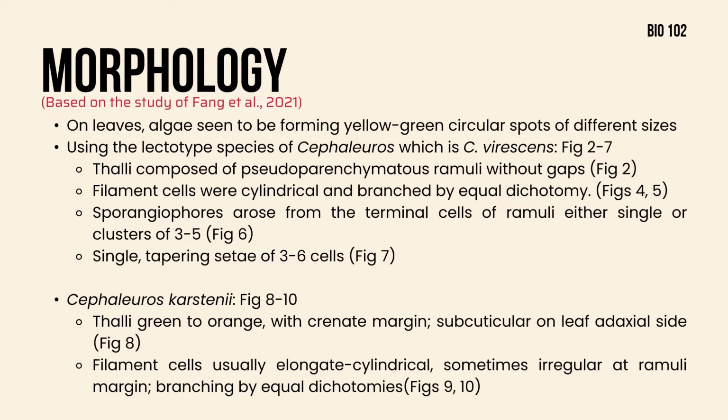For the next set of figures, Cephaleuros karstenii is the species used. The thalli is green to orange, and it has a crenate margin. It is subcuticular on the leaf adaxial side. The filament cells are usually elongate cylindrical and sometimes irregular at the ramuli margin. The branching is by equal dichotomies as shown in figures 9 and 10.